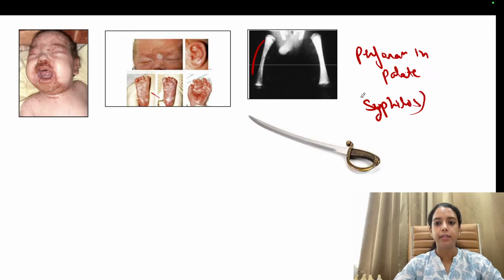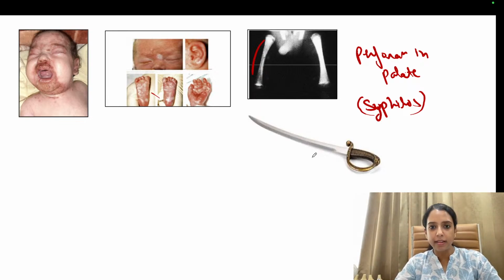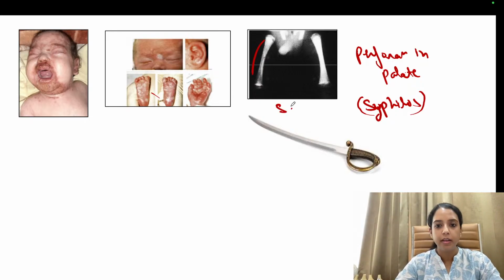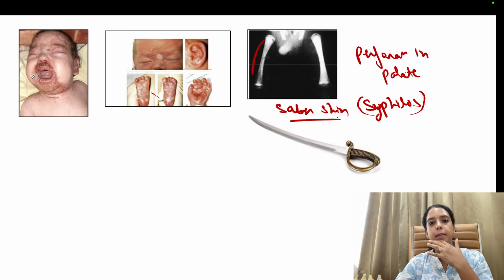It is congenital syphilis. This sword is a saber sword, from where the term saber shin has come. It has become curved like a saber sword, so we call it saber shin. Maculopapular rash and sniffles, constant blood-stained mucus coming from the nose. So rhinitis, sniffles are there. That is congenital syphilis. Very good.